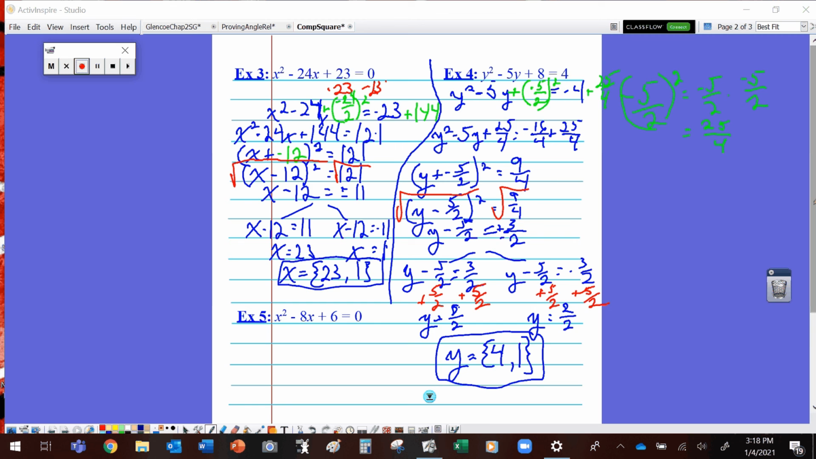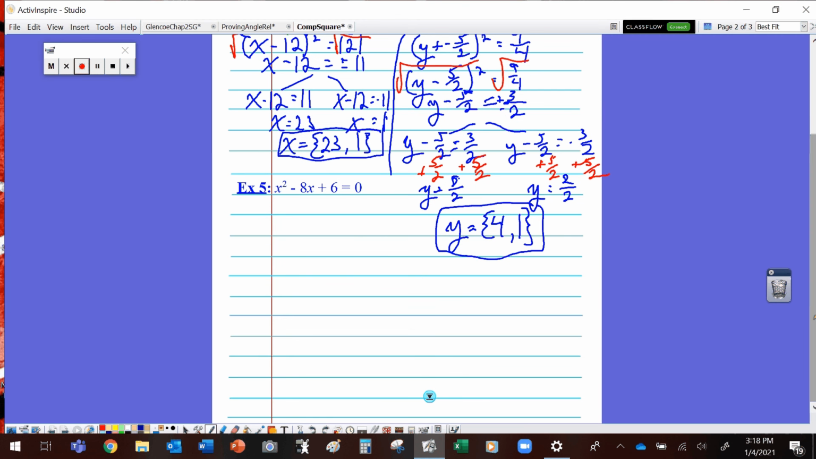All right, we got one more example for you. This one's a little bit tricky, so stay with me here. Okay, the first thing we're going to do is the same thing we always do. As a matter of fact, all of the steps are the same thing we always do. Start by getting the constants all on one side. So I've got x squared minus 8x, leave a little bit of space, equals negative 6.